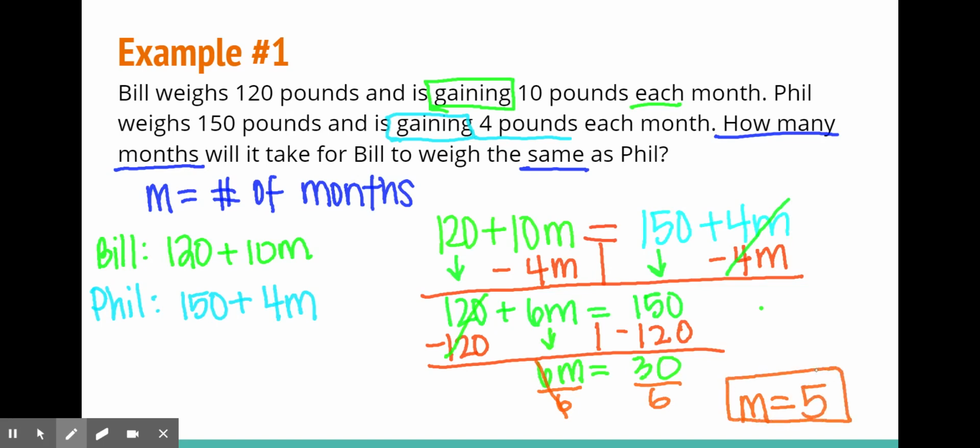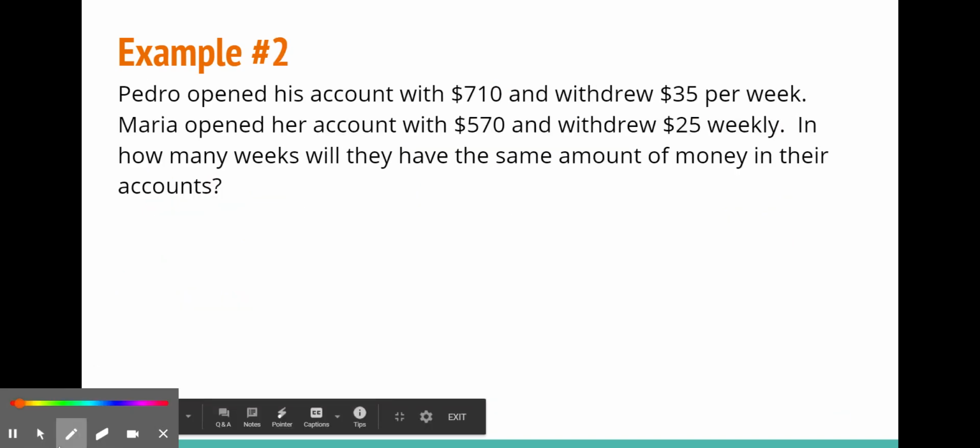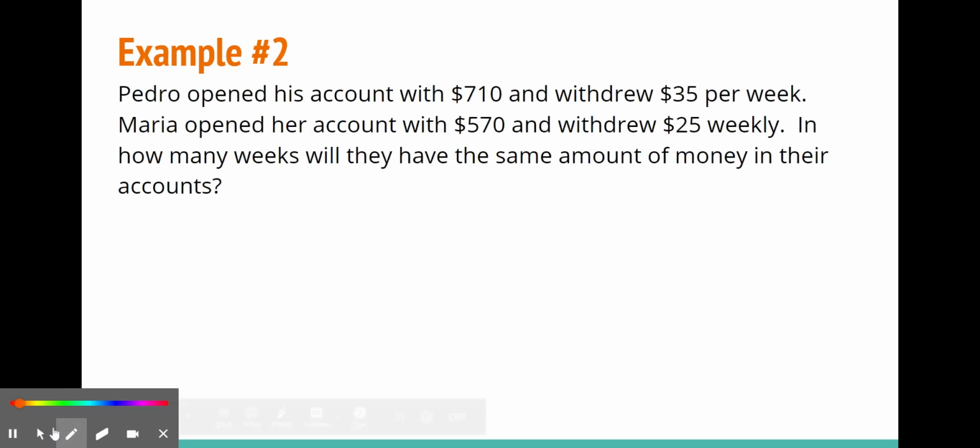So the answer here is that it will take Bill and Phil 5 months for them to weigh the same. Now let's look at the next example. Here we have example number 2.